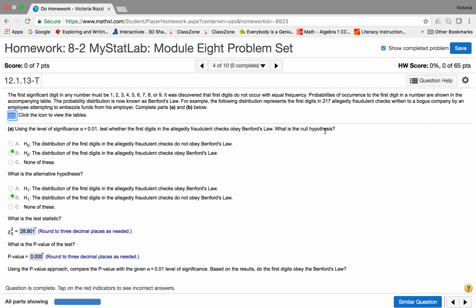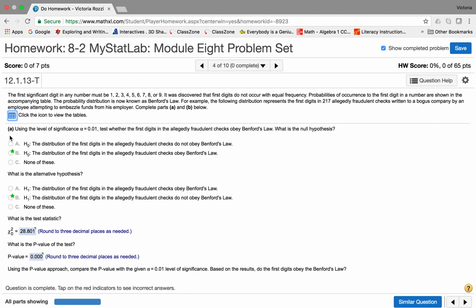And you see here in this problem that I have 217 allegedly fraudulent checks. So they actually went ahead and gathered the data for 217 checks. Now, usually people don't have very much of a problem setting up part A, but the problem comes when we go to get our chi-square naught and our p-value. So I'll show you how to get those using StatCrunch.